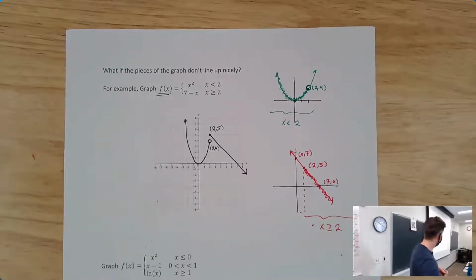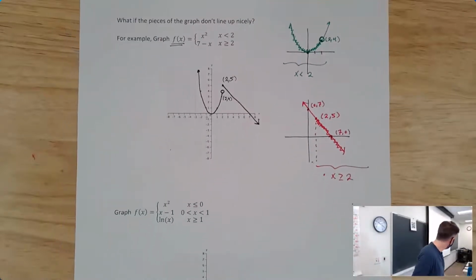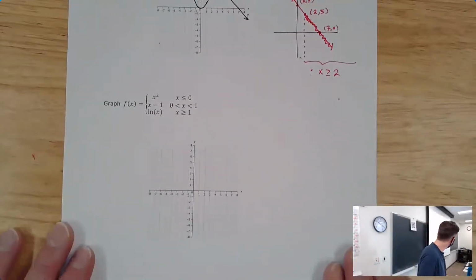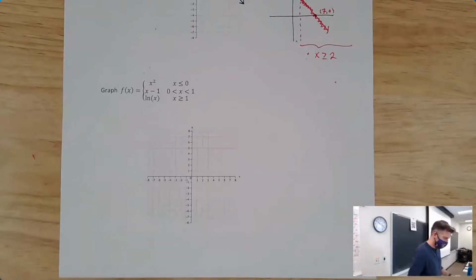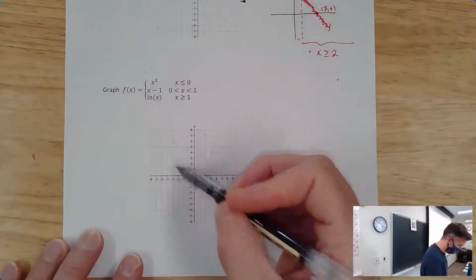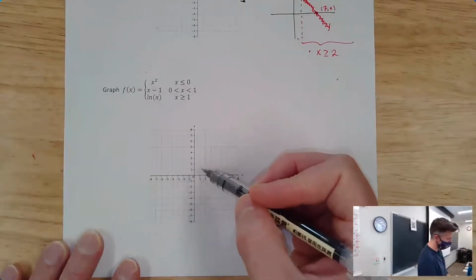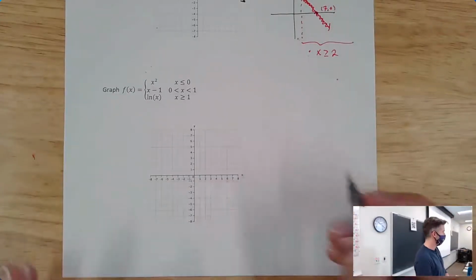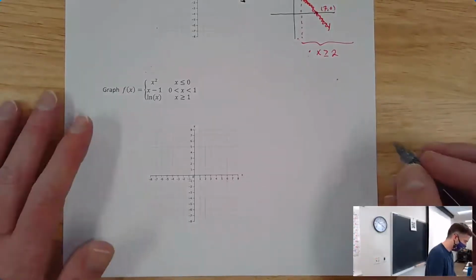Okay. Let's look at the next example. It has a few more pieces. I'm going to graph this thing without graphing all the pieces separately, is what I'm really trying to say. You can tell me I'm going to graph x squared to the left, and then x minus 1 between 0 and 1, and then the natural log of x after 1. Well, let's put them all together. Let's show them all still.